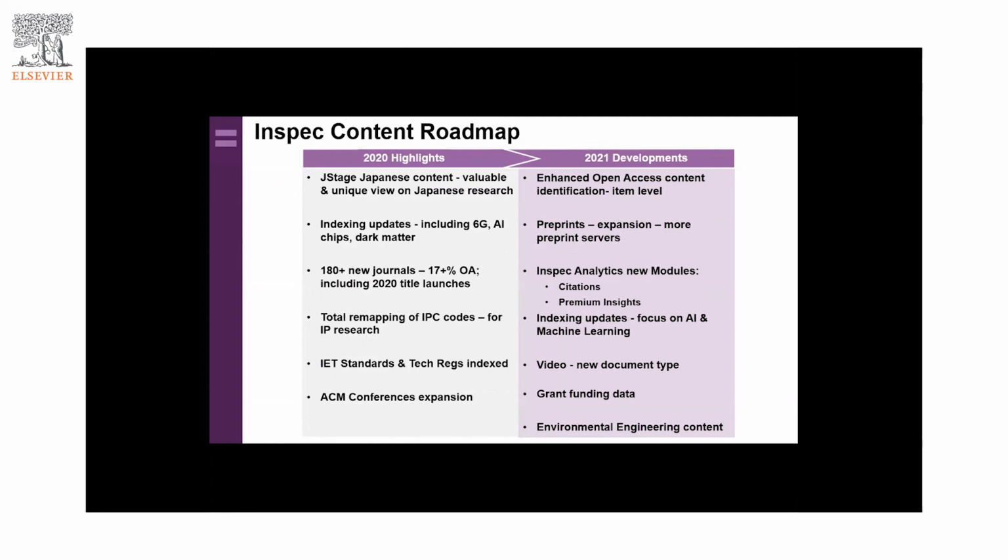The thing they've got planned for next year, in 2021, is they're going to offer enhanced open access content identification. We have that in Compendex currently, but Inspec are going to introduce it as well. When they say enhanced, they had it previously just at the journal level, but now they're going to actually indicate at the article level whether or not it's open access. They're going to add more preprints. They currently index the arXiv preprints, and we have that on our roadmap as well. So again, doing things together which match these two databases up.